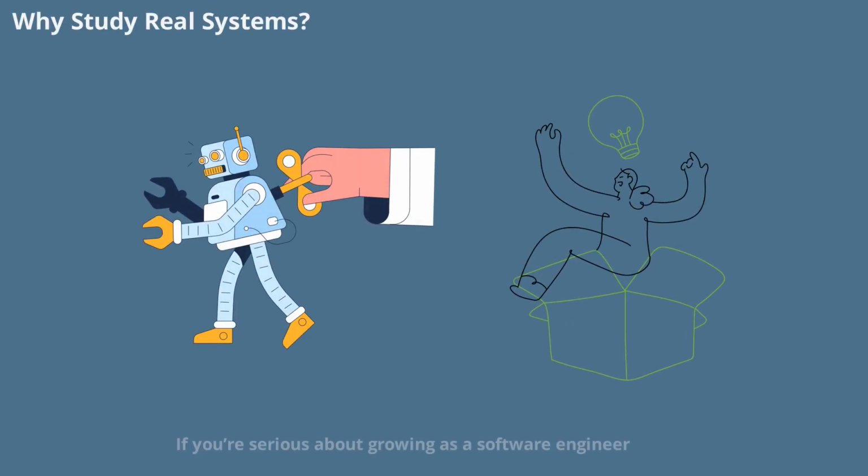If you're serious about growing as a software engineer, it's crucial to study real systems, not just theory. Real-world case studies reveal the practical challenges and solutions that companies have already implemented. By analyzing these systems, you'll gain insights that textbooks simply can't provide. This video will walk you through 18 case studies that cover 90% of what you'll face in production environments, giving you a practical foundation for your career.